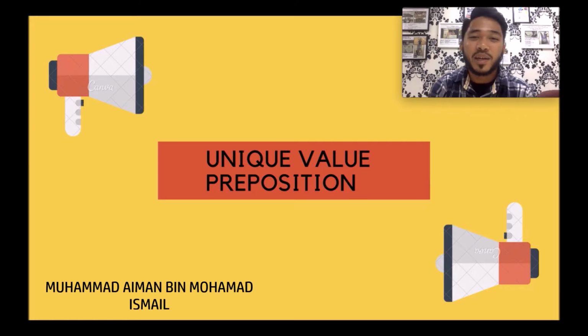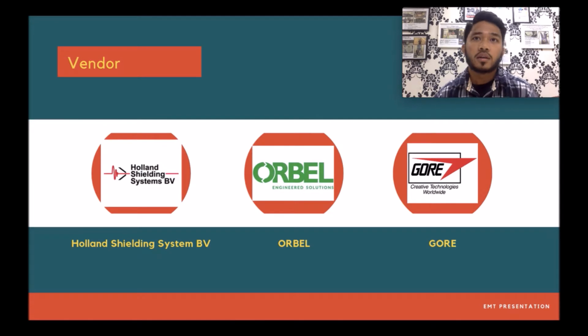Hi, I am Aiman Ismail and I'm going to talk about unit value proposition. We have found a solution provider for protecting the electronic component system from electromagnetic interference. Firstly, Orwell, which is established from 1961. Now, Orwell is a well-established company which offers the best start to finish custom engineered solution depending on the requirements. Orwell will deliver a finished product that meets the demands.